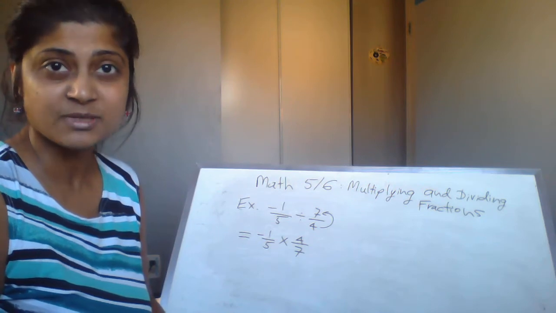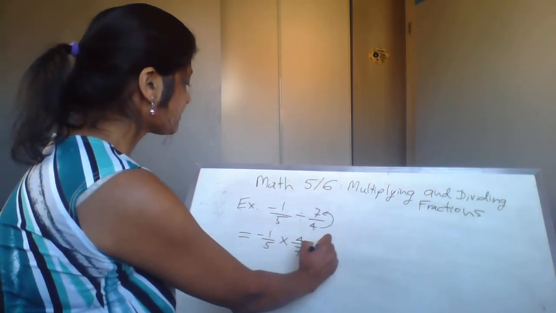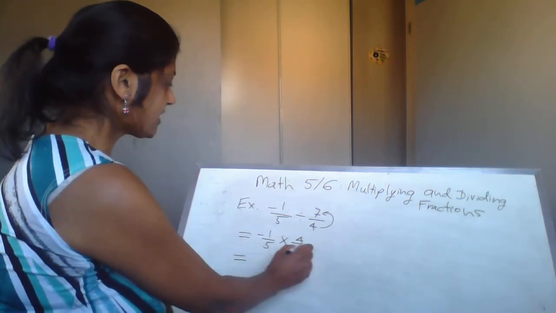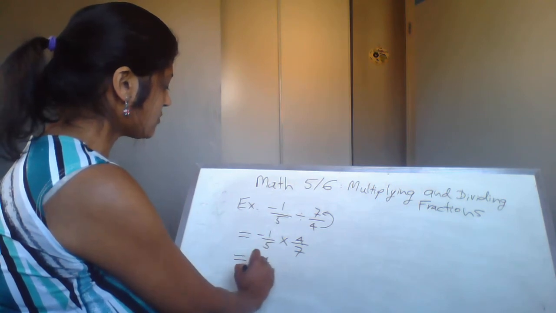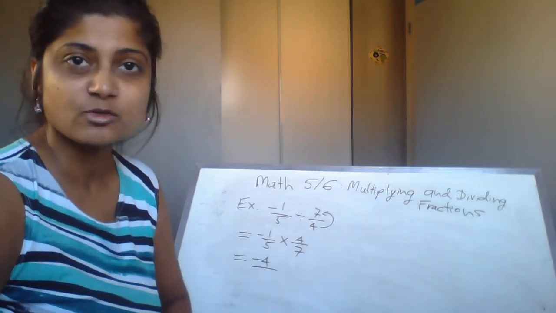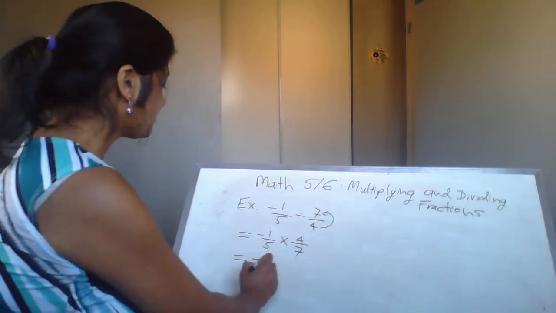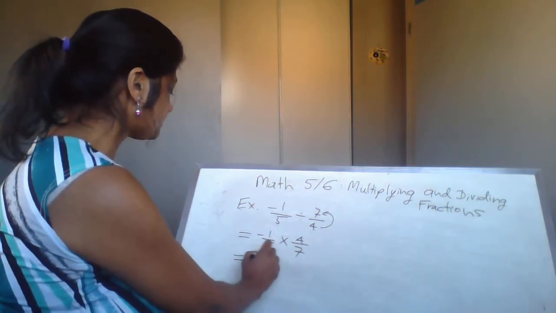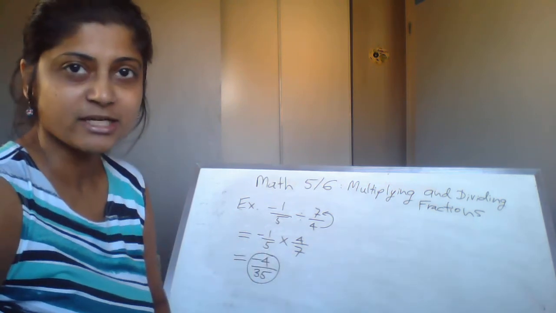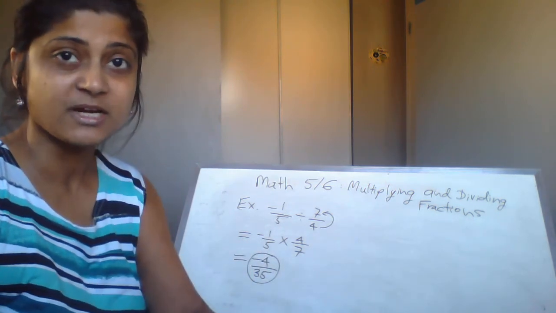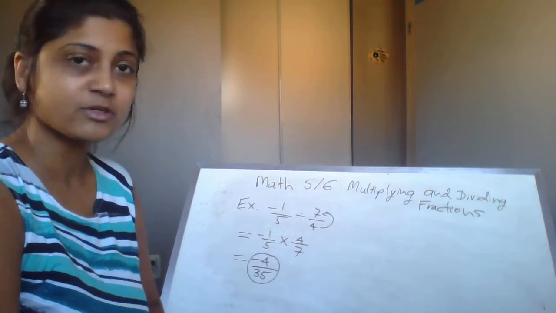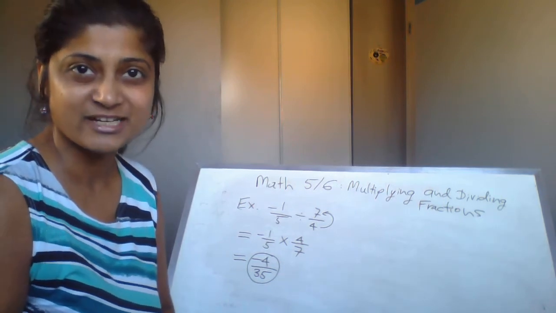I can just multiply the numerators together. Let's write it here. So we're doing negative 1 times 4, so negative 4. And on the bottom, you're going to multiply the denominators. I'm going to do 5 times 7, which is equal to 35. Again, I'm checking to make sure I cannot reduce my fraction. And if you can't reduce it, that is going to be your final answer.